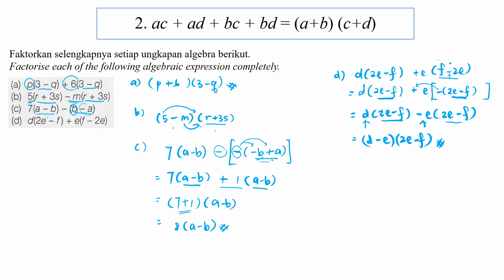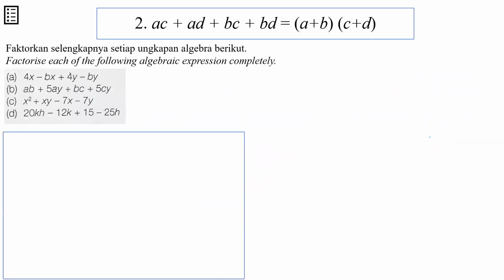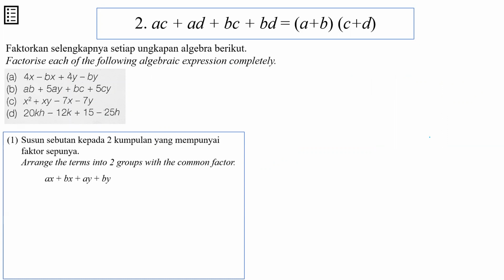Now, once we are familiar with this kind of factorization, we group the terms ourselves. So let's recall what we're supposed to do. First step, we have to arrange the terms into 2 groups with the common factor. So underline, don't draw bracket. Underline so that we can identify our 2 groups.